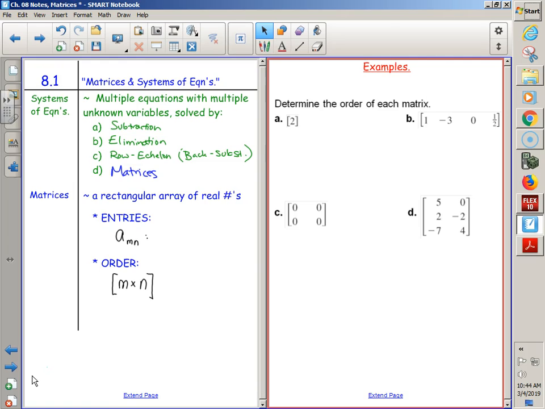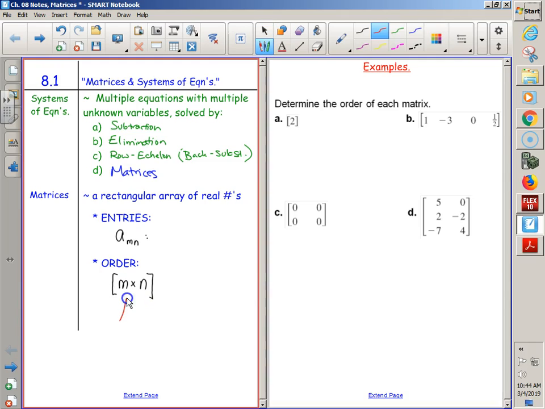Okay. So when we're talking about order up here, and you guys see it down here, what comes first is the number of, well, we have rows and columns. So which one comes first, guys, if 2 is the first number? Rows. So we have rows first. And then we have columns second.